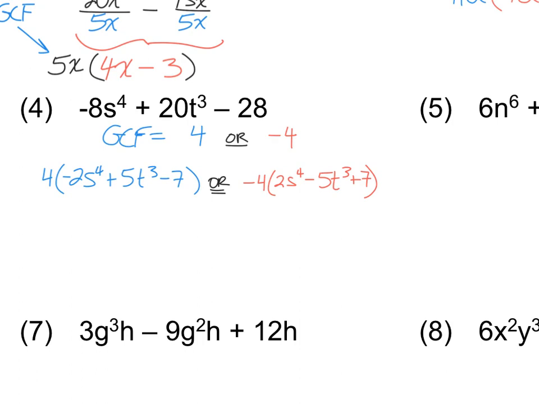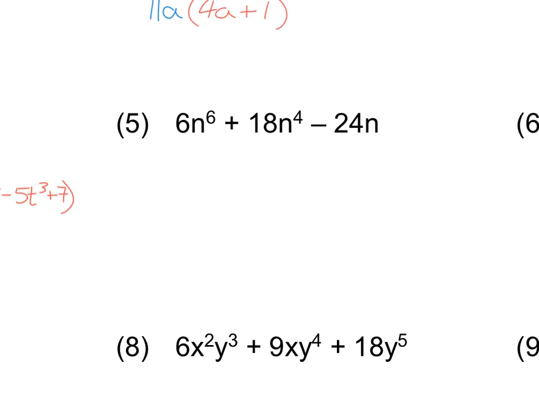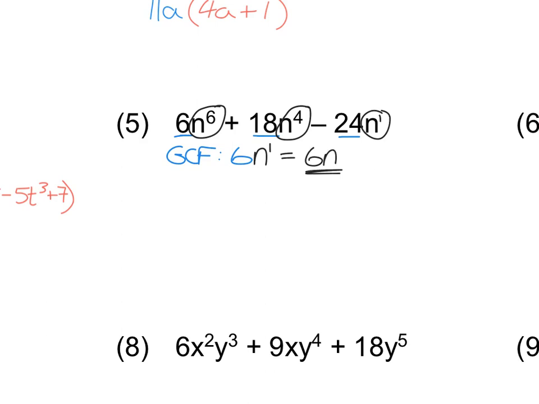All right. Now, number 5. Let's take a look numerically first. I have a 6, an 18, and a 24. Largest number that divides evenly into all 3 of those? 6. And then for the variables, we have an n, and the highest power is a 1. All right. So then we're going to take each of those terms and divide by 6n.